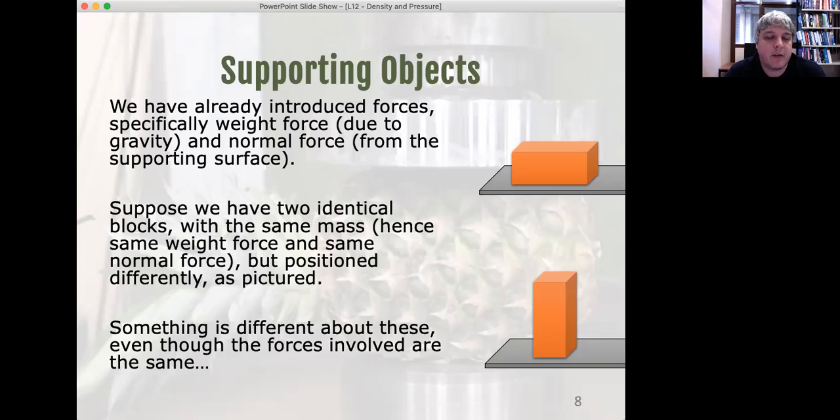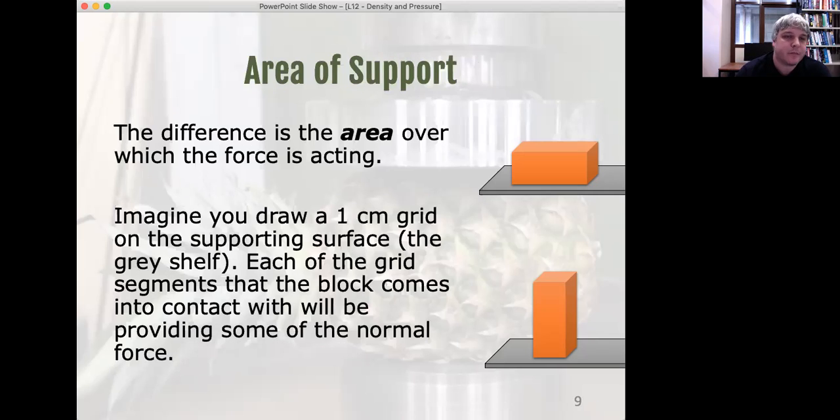You would hopefully look at that and realize that there's going to be a difference in the actual interaction that's going on between the shelf and the block. And that is that there's more of the shelf in contact with the block in the top diagram than there is in the bottom one. So if you draw a 1 centimeter grid over that shelf, just as an example, then every square of that grid that comes into contact with the object would be providing part of the normal force.